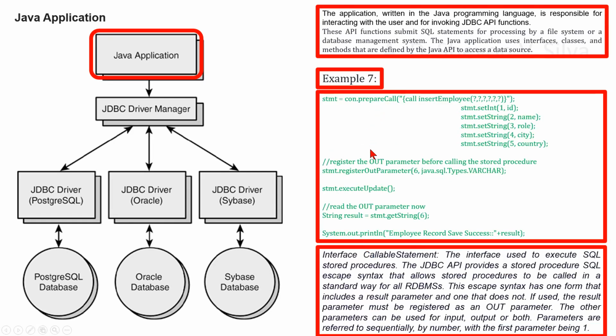We can consider this code segment as example 7. STMT is the callable statement. Here the interface callable statement is used to execute SQL stored procedures. The JDBC API provides the stored procedure SQL escape syntax that allows stored procedures to be called in a standard way for all RDBMS.